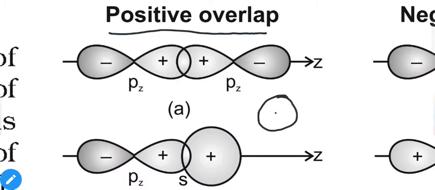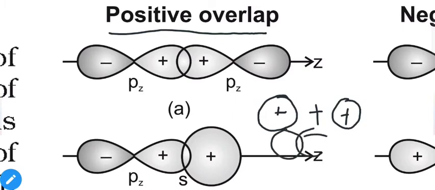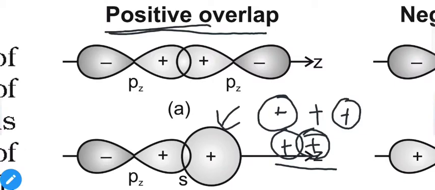Suppose this is one s orbital of the first atom, and this is the s orbital of the second. When they mix with each other, it results like this. The positive lobe of the first will overlap the positive lobe of the second, and both of them are spherical and have the probability of finding the electron all over the sphere equally. So that means they always give positive overlapping.